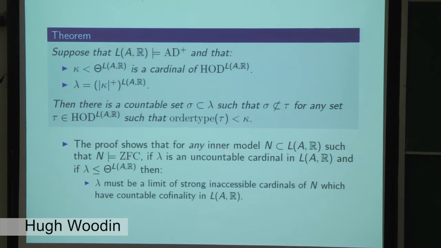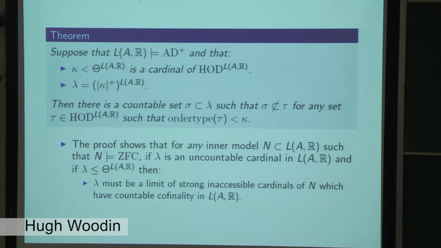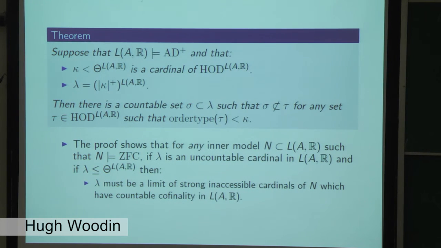Oh, okay. So you're in an AD plus model. Take any uncountable cardinal of the model below theta. Take any inner model of ZFC. Then that cardinal is a limit of strong inaccessibles of the inner model of ZFC, which have true cofinality omega. Okay, well, if you have that, you get this trivially.